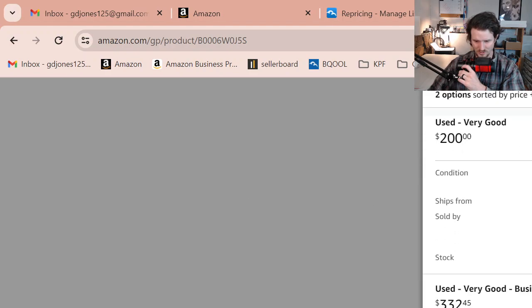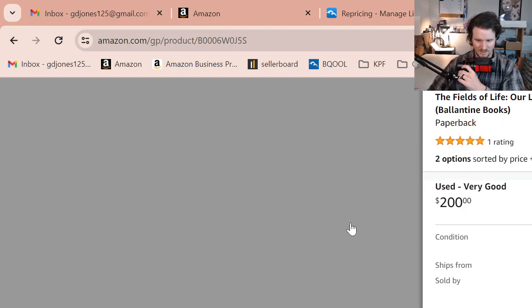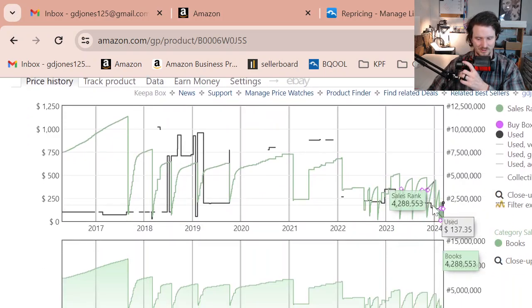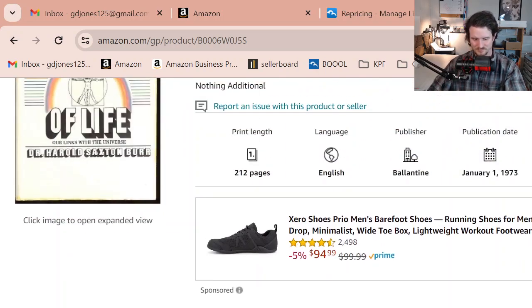Let's look at the sellers. What do we have competing here? We've got 200, 332. I price my books to sell. I don't want my books sitting for months and months and months. I would like to get it sold as quickly as possible, so I can get that money back and put it into more product. And at 134, look at this. At 134, I'm making $89 on this book.